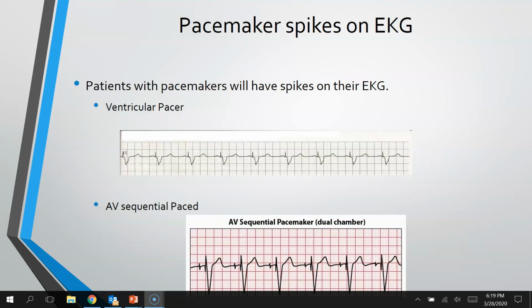So anyway, we'll see the ventricular pacers firing to get that ventricle to fire. There's also atrial pacers that we can see. This is actually an atrial and a ventricular pacer. Okay?